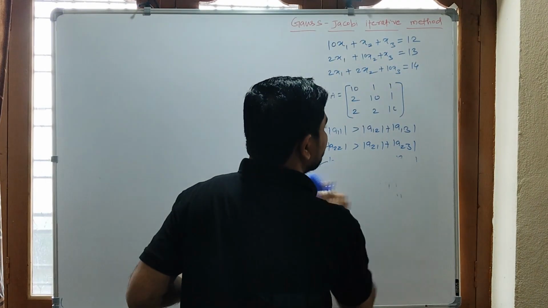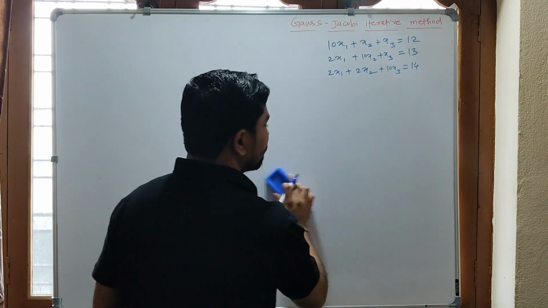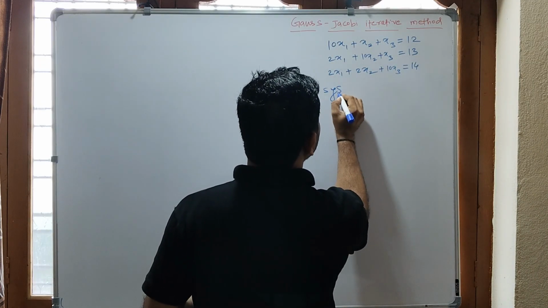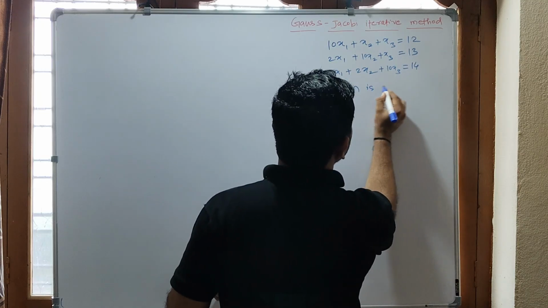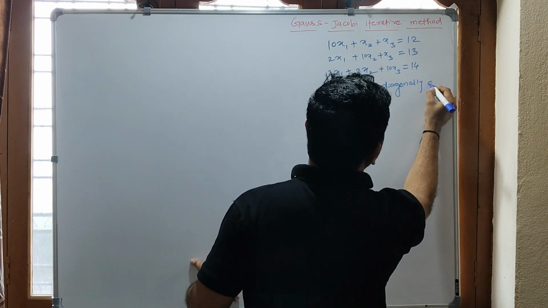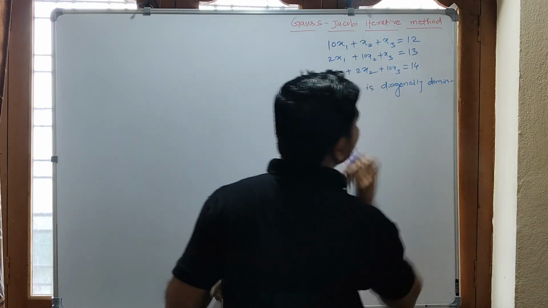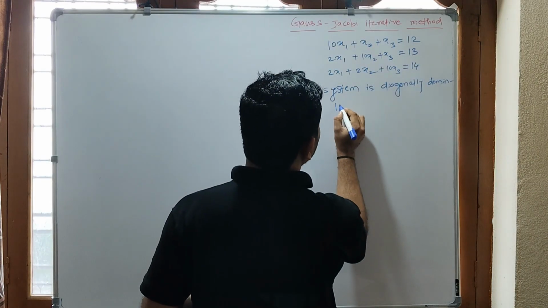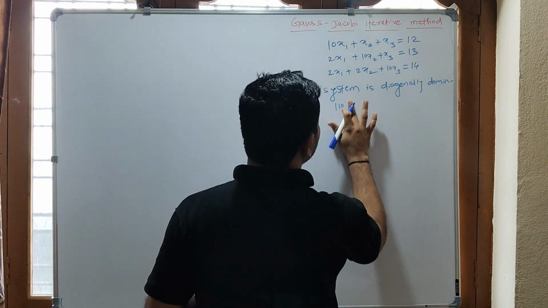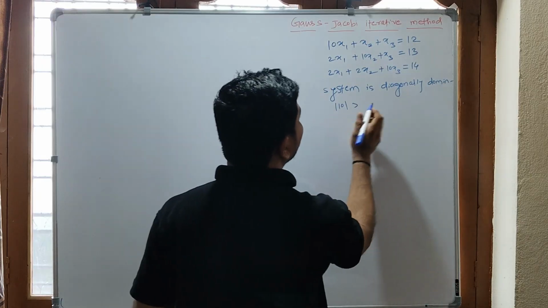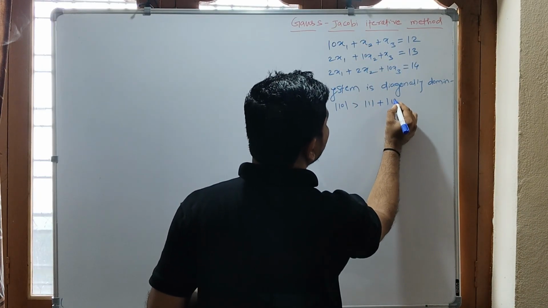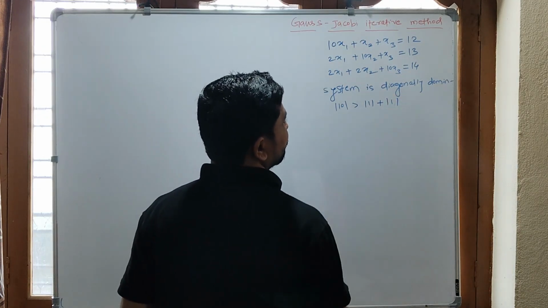Don't write this. In the solution, the first step is: the system is checked to be diagonally dominant. So for diagonally dominant, mod of 10, that is A11, is strictly greater than A12 plus A13 position. So this is simply 1.